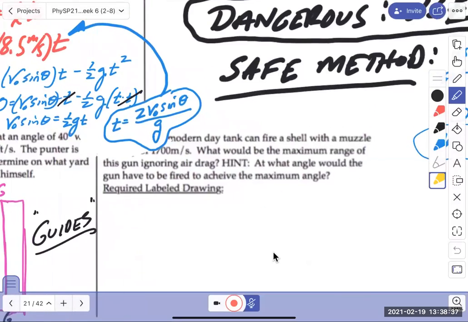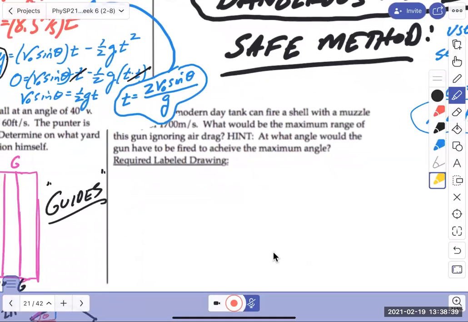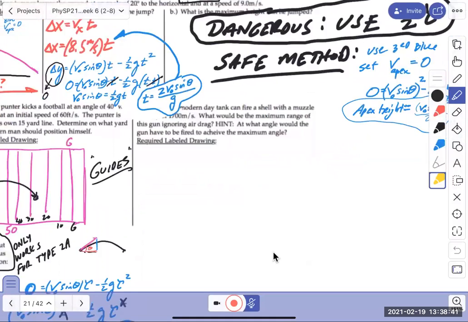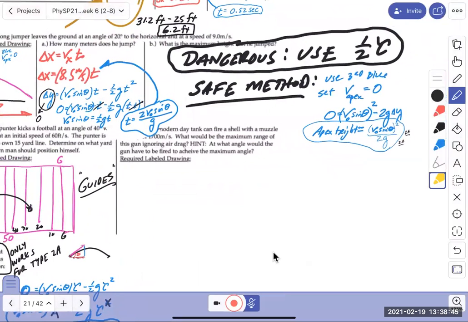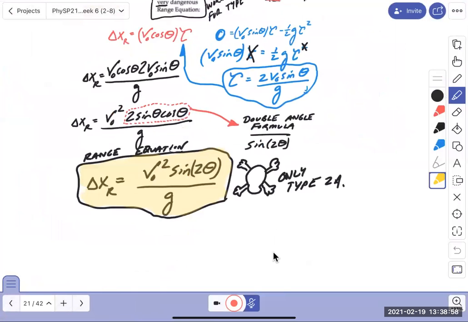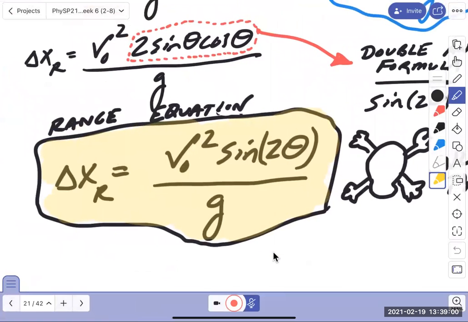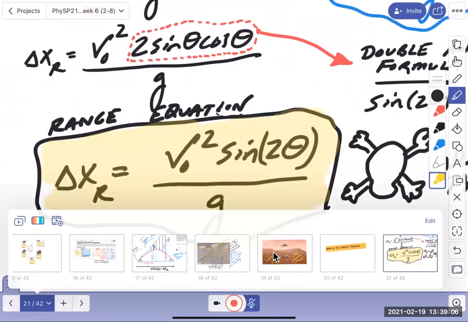So here we go. This next one kind of got wiped out, but this is the right one, right? Yeah. So it says a modern day tank fires a shell. So now we're going to use the range equation. It says, what angle must the gun be at to be fired to achieve maximum? Oh, okay. Let's go back here real quick. What angle would I want? Okay, back up. Let's go back to this.